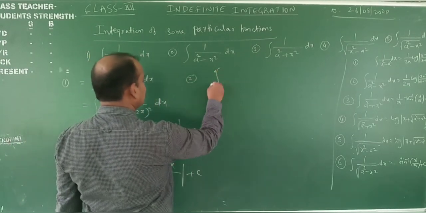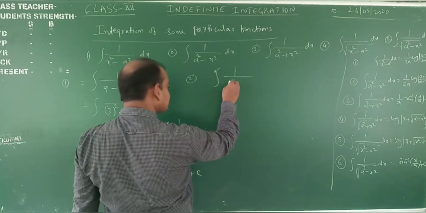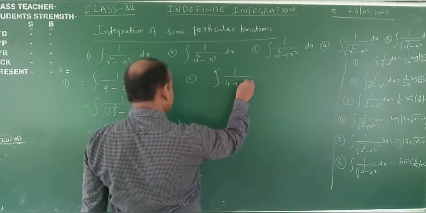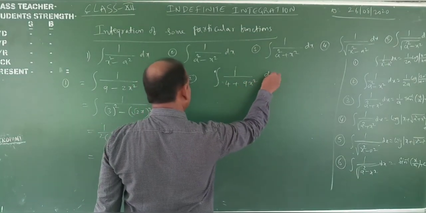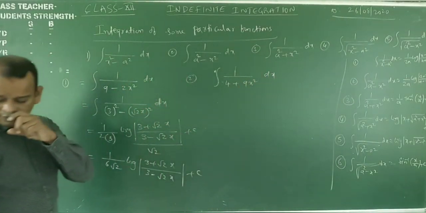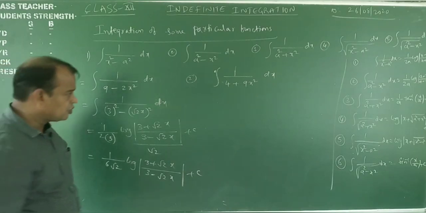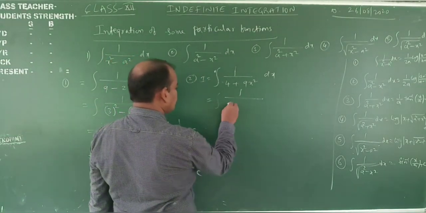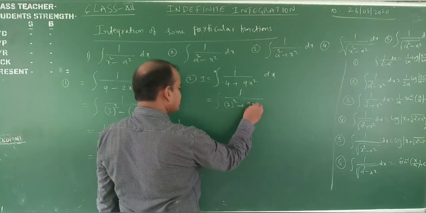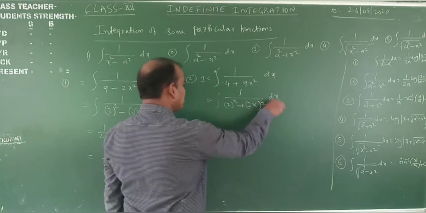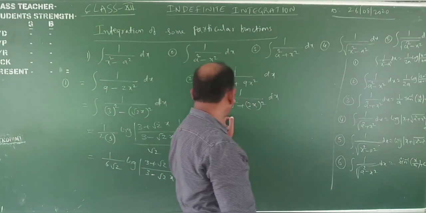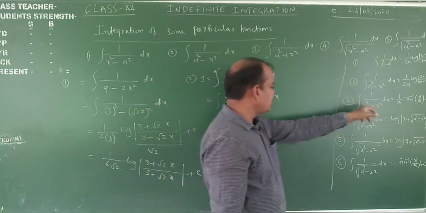For suppose, integral of 1 by 4 plus 9x square dx. What happened in this one? 4 means 2 square, 9x square means 3x whole square dx. This is the 1 by a square plus x square formula; it has no root.